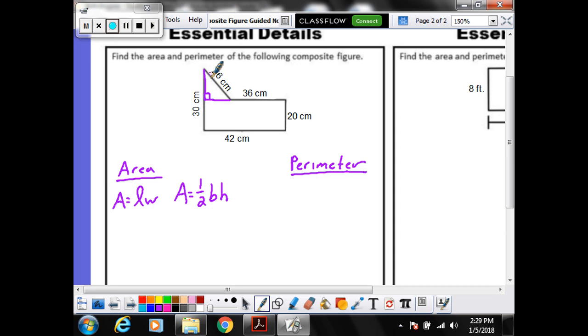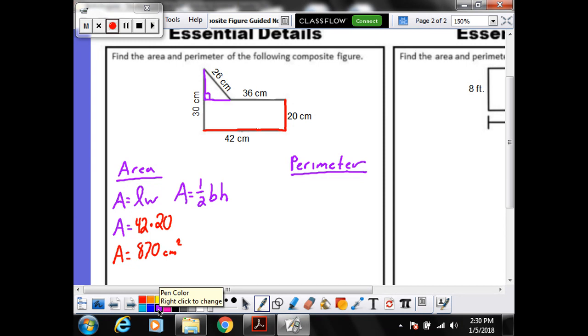All right, so when I'm plugging in for the length and width of my rectangle, my length, I'll do it in red, could be the 42. So 42 times my width, which in this case of the rectangle was 20. So that would be your length and width of your rectangle, and so the area of the rectangle would be 870 centimeters squared.